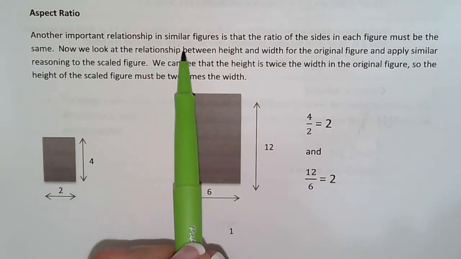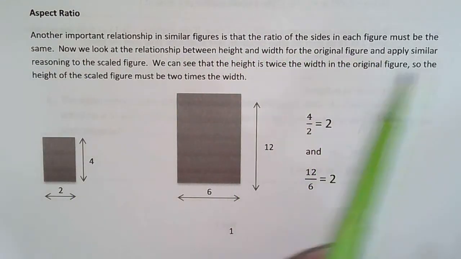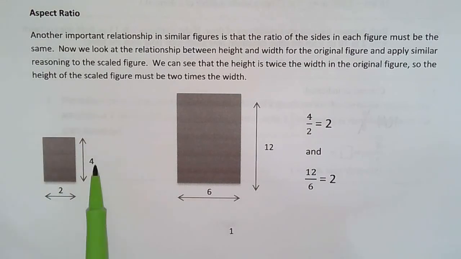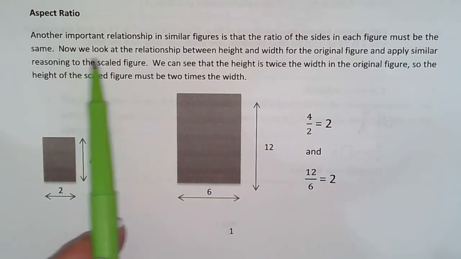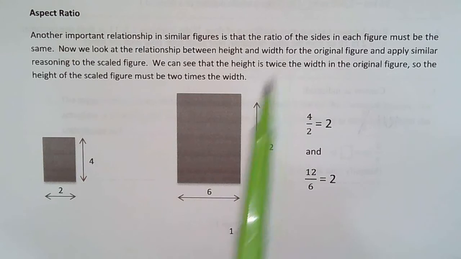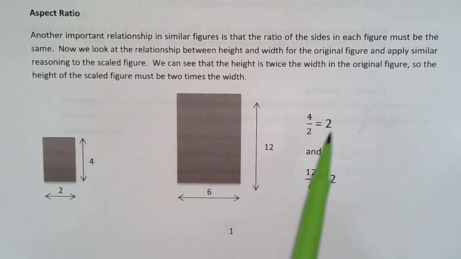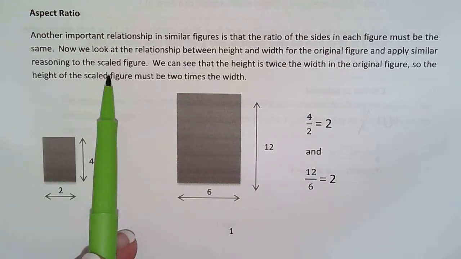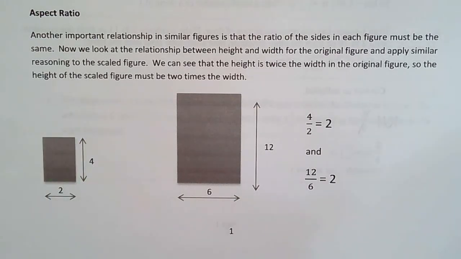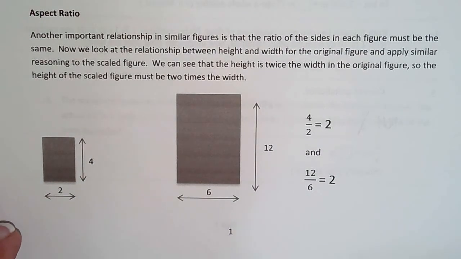So another important relationship is that the ratio of the sides in each figure must be the same. So that's what it's called, the ratio of the sides. Now we look at the relationship between height and width. So height to width 2, height to width 2. And apply similar reasoning to the scaled figure. We can see that the height is twice the width in the original figure, so the height of the scaled figure must be 2 times the width as well. Yes. Okay.